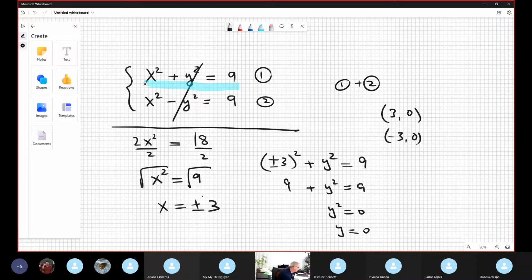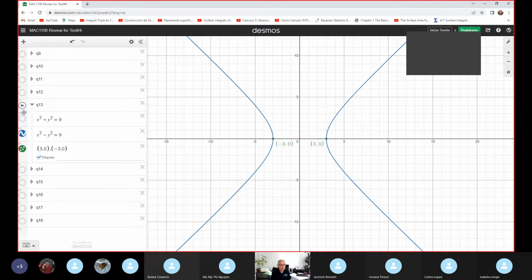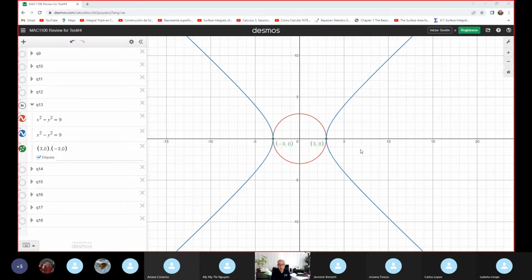Okay, what's that? 13, no? Yes. Okay, look at that. In decimals, let me verify. See, I do well now. 13. Look. Okay, 13 is, wow. It's a red circle and the blue hyperbola. And the only intersection between these curves, the blue and the red, is 2 points. Okay, put in green color. 3, 0 and minus 3, 0. Any question, guys? Any question?